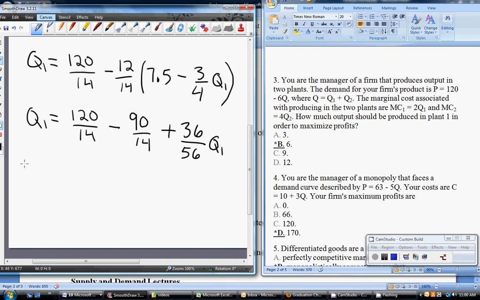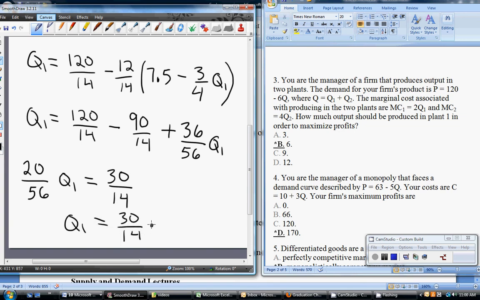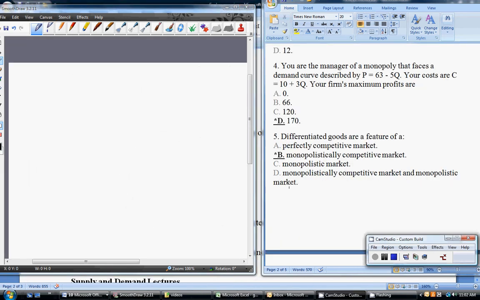Simplifying this a little bit, and then solving, we get the answer of 6. Okay, so 6 units of output will be produced in plant 1. Okay, on to question 4.